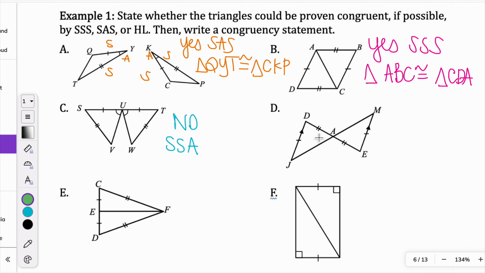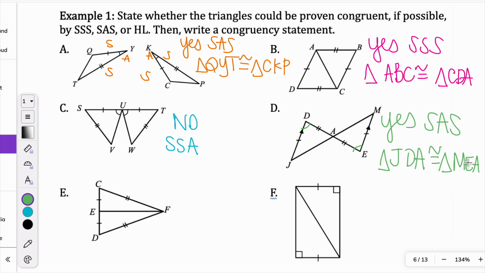For letter D, the interesting thing here is not every single angle is marked, but we notice that these are parallel lines. In parallel lines, we can use alternate interior angles to consider matching angles. So angle D is going to match angle E because we have some parallel lines. DJ is parallel to ME. So we can say yes using side, angle, side. And that would say triangle JDA could be congruent to triangle MEA.